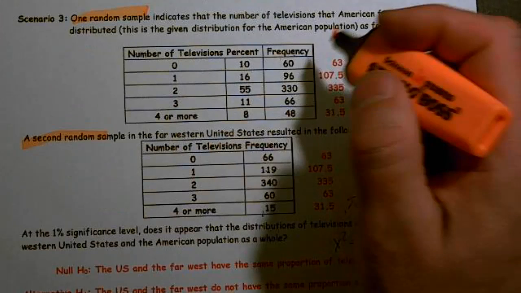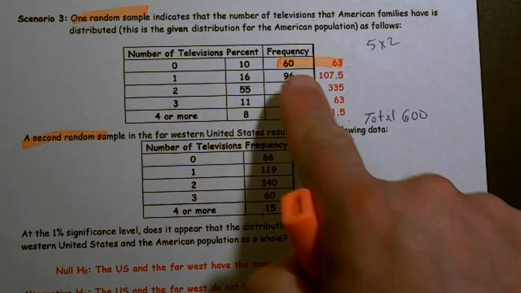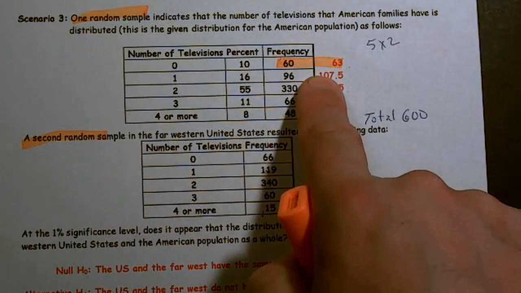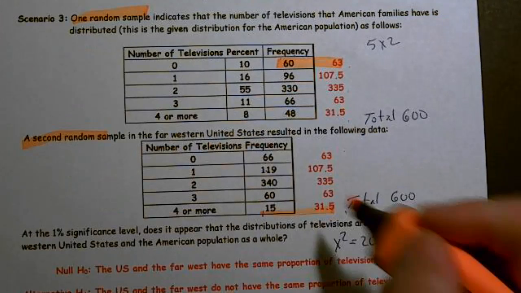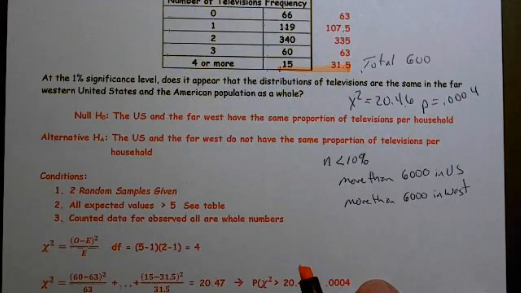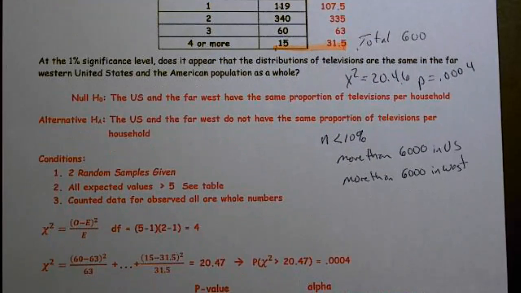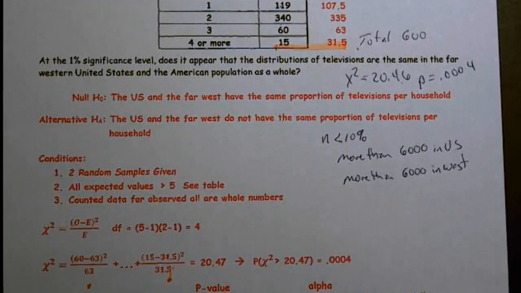The first term we show will be 60 minus 63, squared, divided by 63. And the last one will be 15 minus 31.5. So 60 minus 63 squared over 63, and then 15 minus 31.5 squared over 31.5. There's our chi-squared.